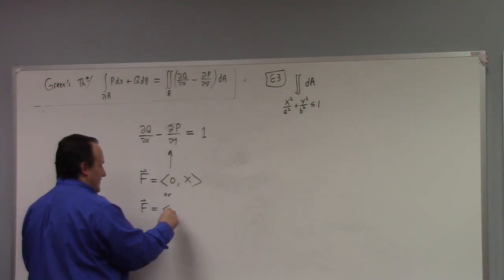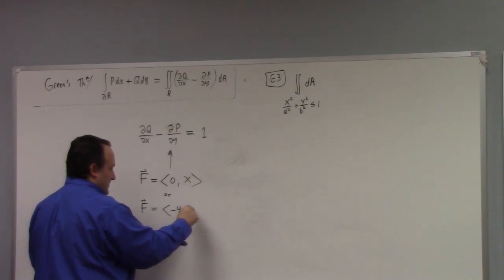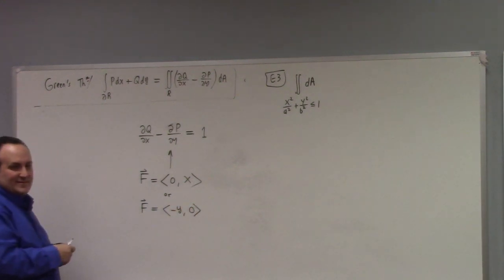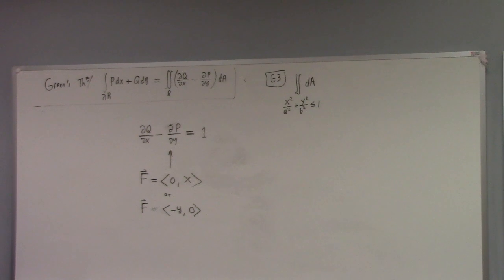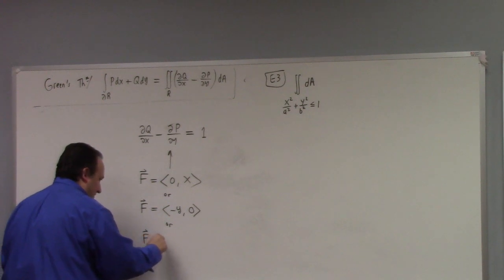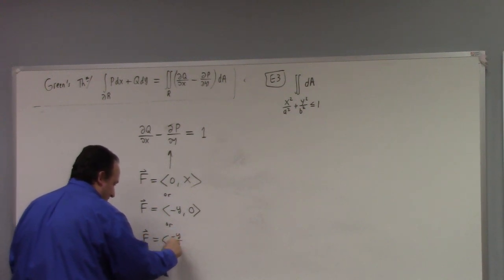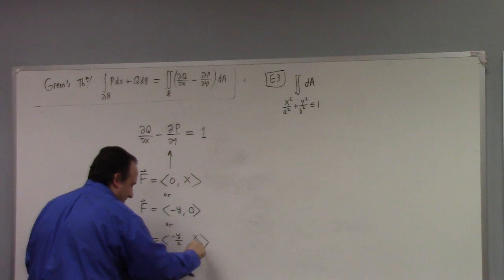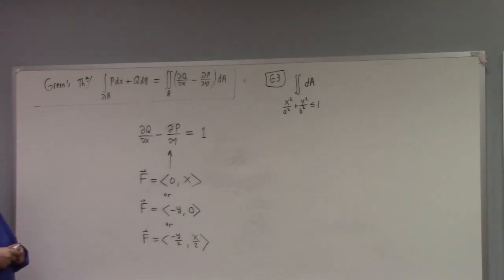You could do, well, if you get this trick, how about this? Minus y, 0, right? You could do that. Anything else? What if you wanted to go halvesies? You could look at the line integral of like minus y over 2, x over 2, right? These are all options. You could look at the line integral of any one of these 3 vector fields to calculate the area.